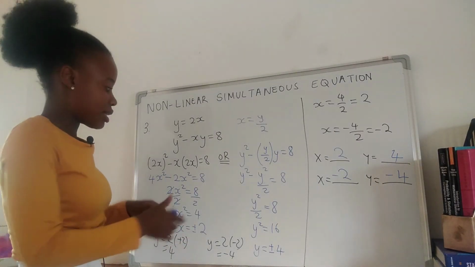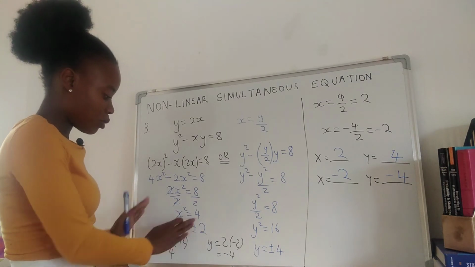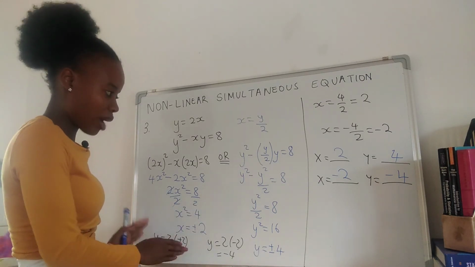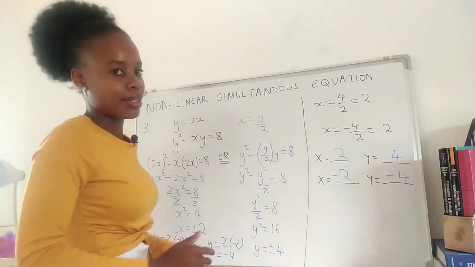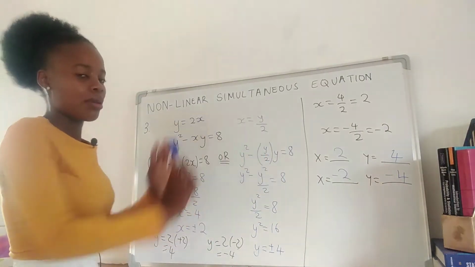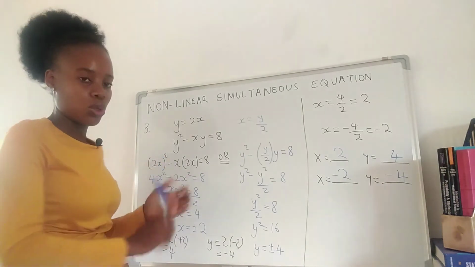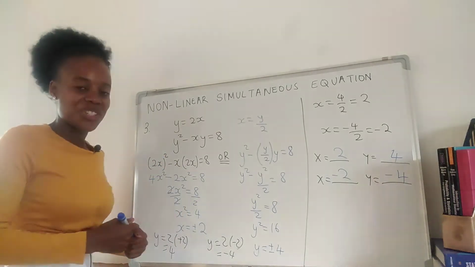You can start like this and finish up, you find your x and then you find your y. Or you can find your y first, after you find your y, you find your x. You just use one method, okay? Now, let's get to number four.